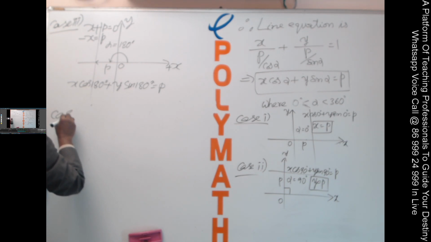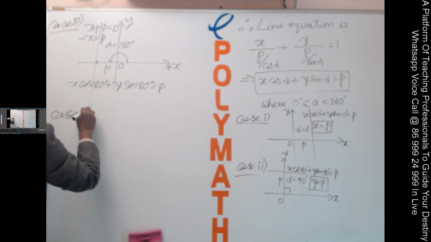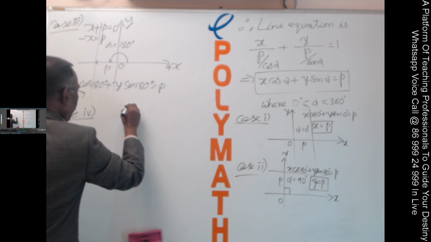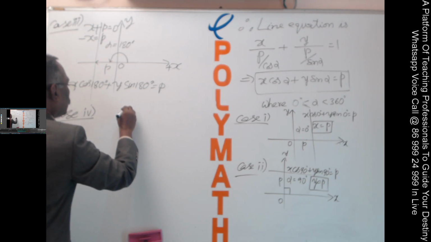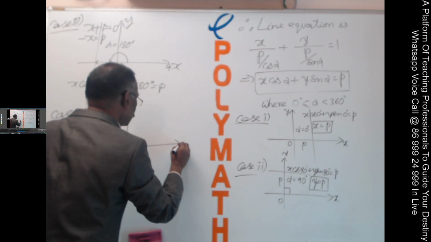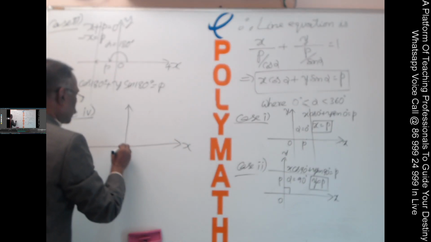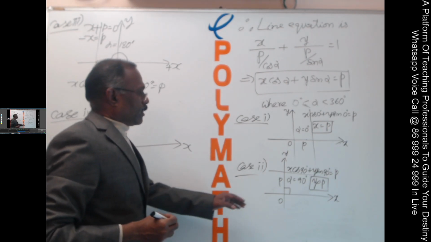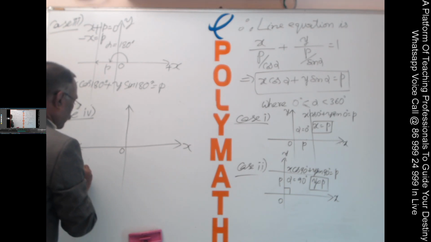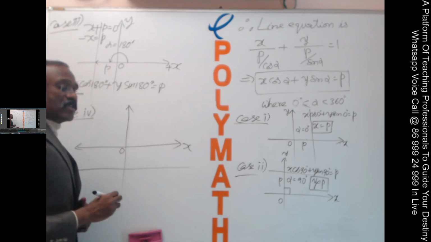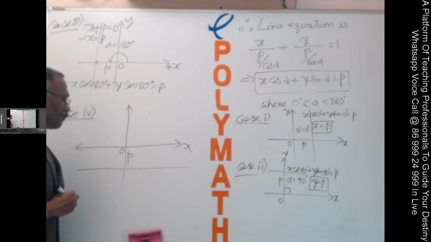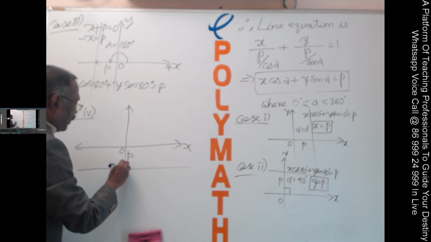Now case 4, the last case. What should be case 4? You can imagine. You can understand that. X-axis, the horizon here. This line is above x-axis. Now this line will be below x-axis and is at a distance of p units.